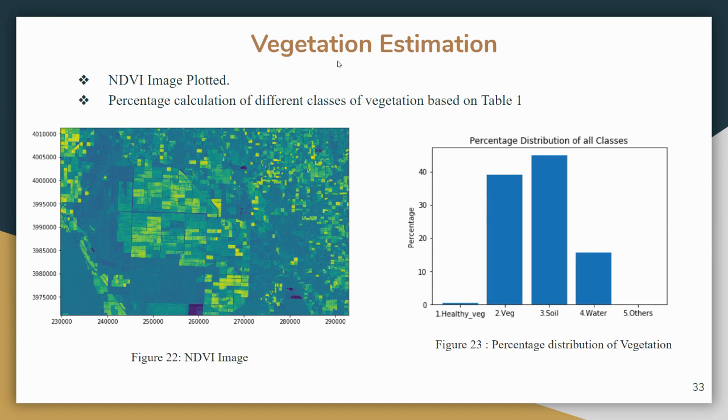Next, we perform the vegetation estimation. We have seen that after calculating the NDVI values from the red band and the NIR band, we have plotted the NDVI image. From this NDVI image, we calculate the percentage of different classes of vegetation based on table 1. So here we can see the percentage distribution of different vegetation, for example, healthy vegetation, normal vegetation, soil, water, and others. From here we can see that this image comprises around 39% of normal vegetation, around 45% of soil, and others as well.